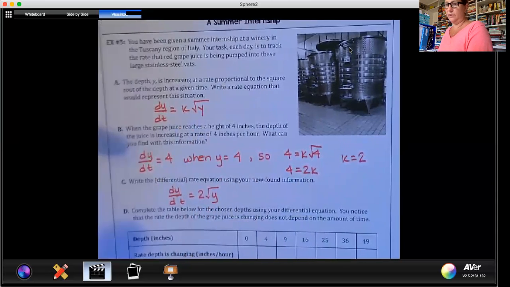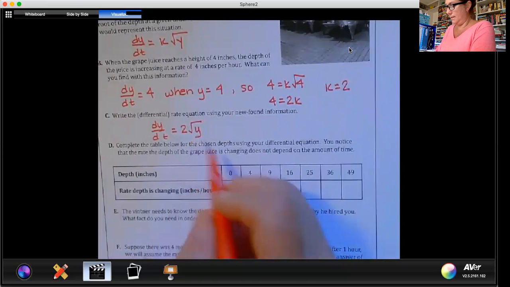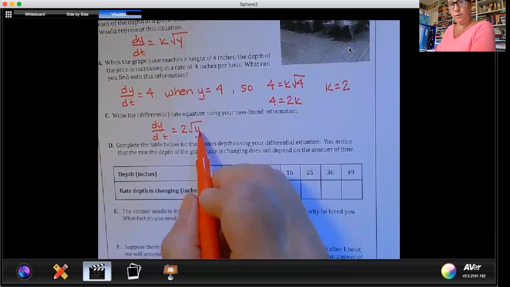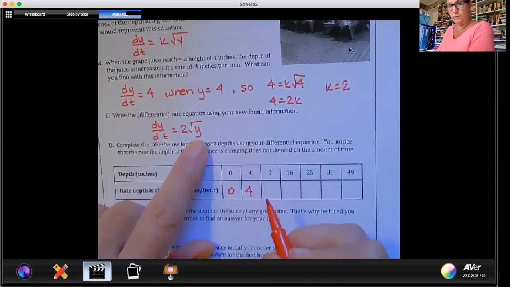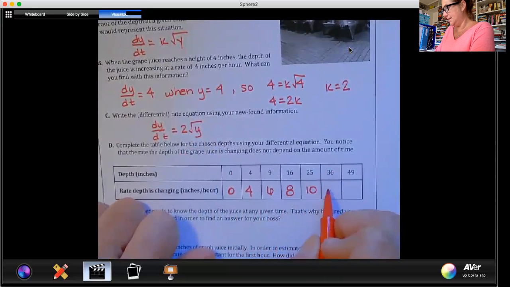Complete the table below for the chosen depths using your differential equation. You notice that the rate at which the depth of the grape juice is changing does not depend on the amount of time. All right, so if we plug in a 0, we get a 0. If we plug in a 4, 2 times the square root of 4, 2 times 2 is 4. Plug in a 9. Square root of 9 is 3. 3 times 2 is 6. Square root of 16 is 4. 4 times 2 is 8. Square root of 25 is 5. 5 times 2 is 10. Square root of 36 is 6. 6 times 2 is 12. Square root of 49 is 7. And 7 times 2 is 14.